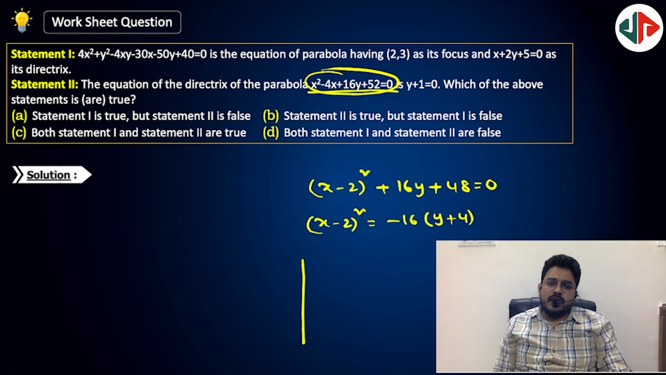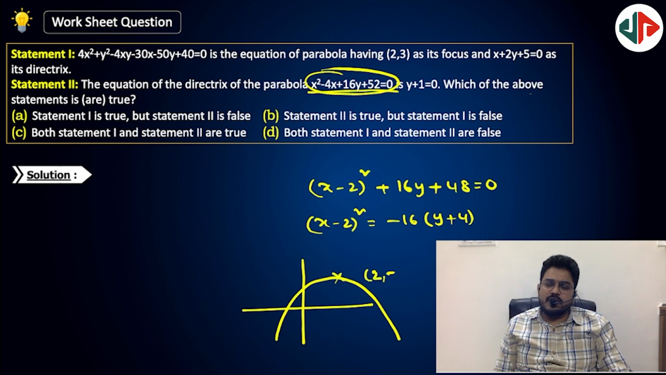So the equation is 1 comma 2 and negative direction. So the parabola is going to be like this. Maybe the origin will be anywhere. I'm least bothered about the position of this one. This is 2 comma minus 4.